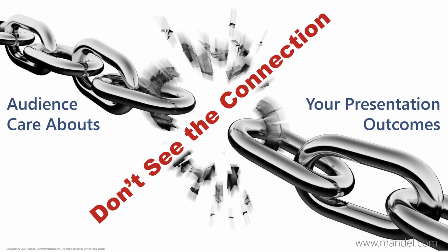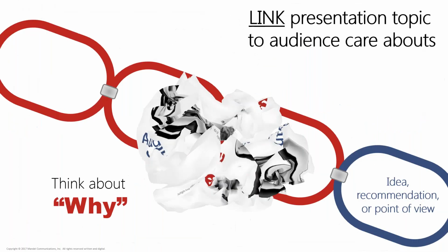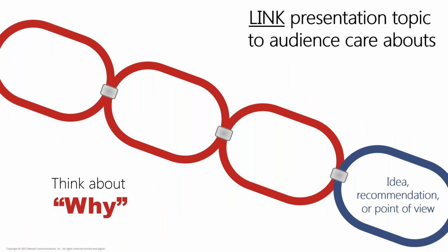So let's talk about how we can build that connective chain between what your audience cares about and your presentation outcomes. And it starts with, if you've got an idea, a recommendation, or a point of view, before you share that idea, you've got to talk about why. You've got to link it to their care abouts. You've got to give them a problem they have that you're going to help solve. And that why, which is part of those first 2 minutes, has 3 components to it.